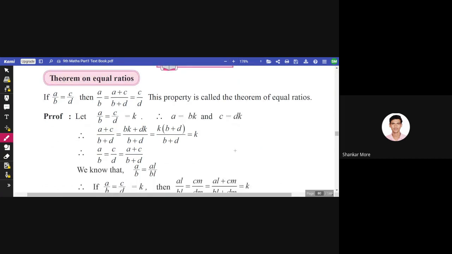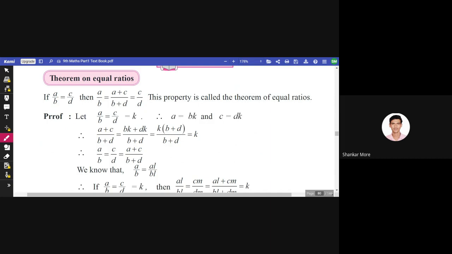If a/b = c/d is given, then a/b = (a+c)/(b+d) = c/d. This property is called the theorem of equal ratios. तो इसमें कुछ भी नया logic नहीं है, कुछ नहीं है.